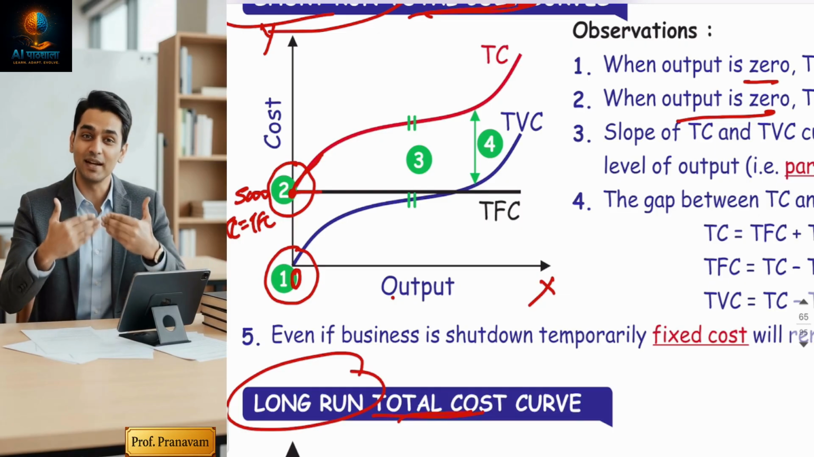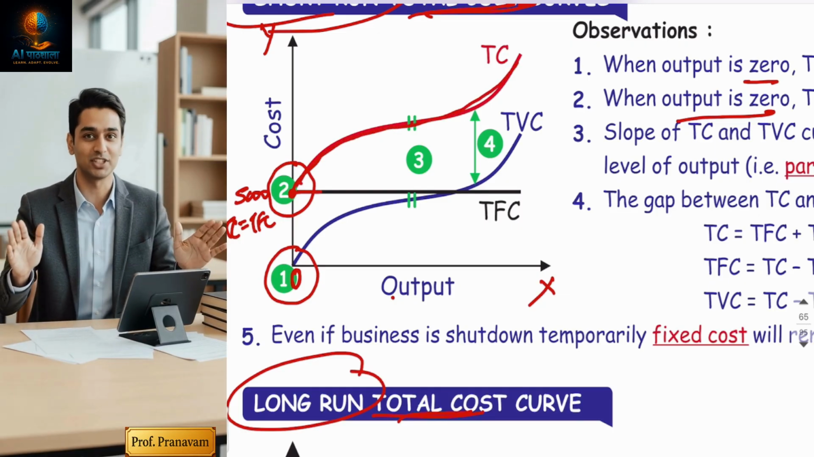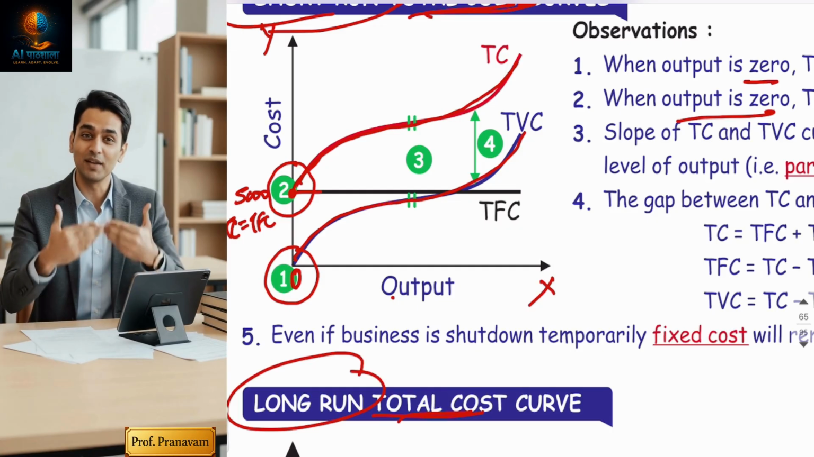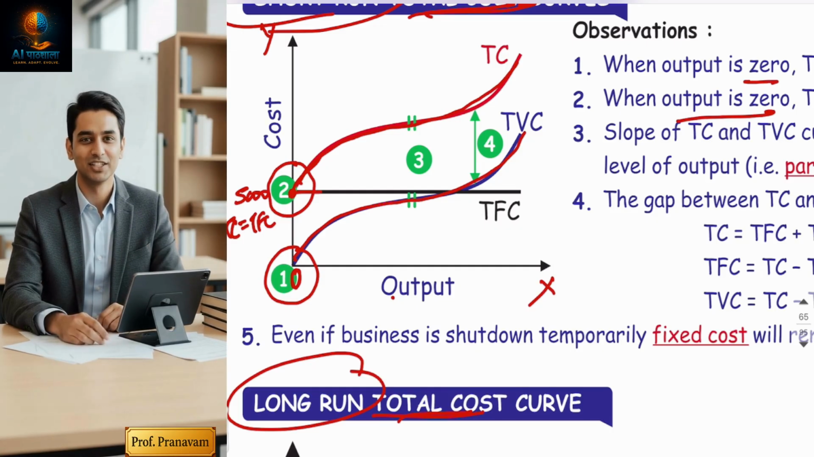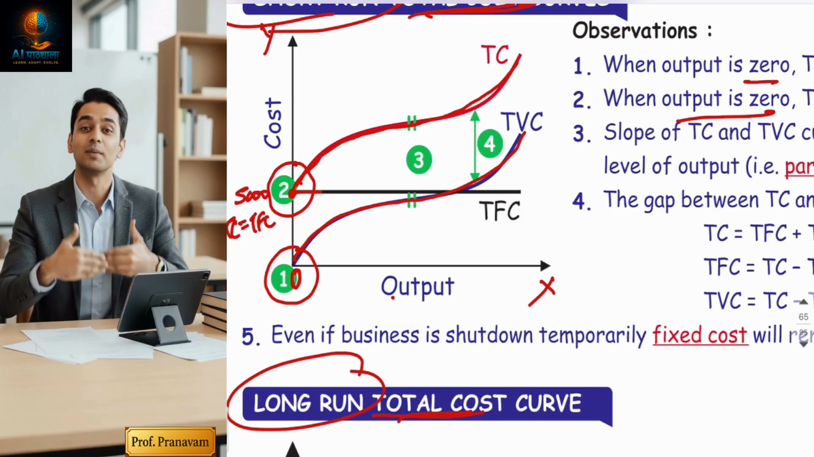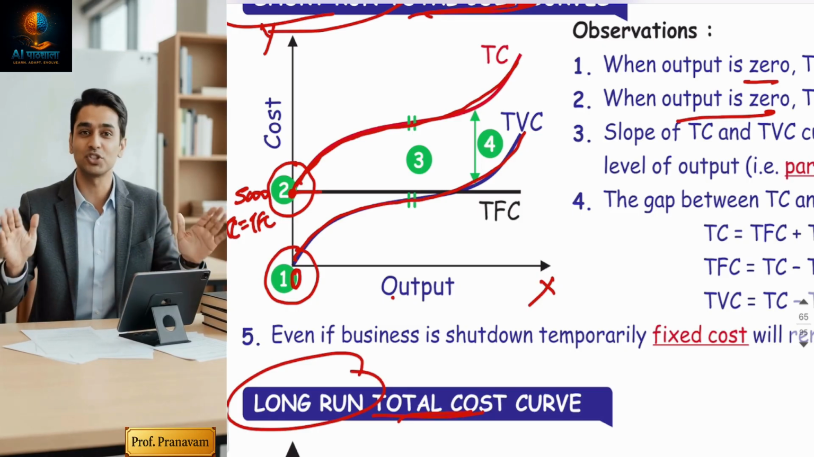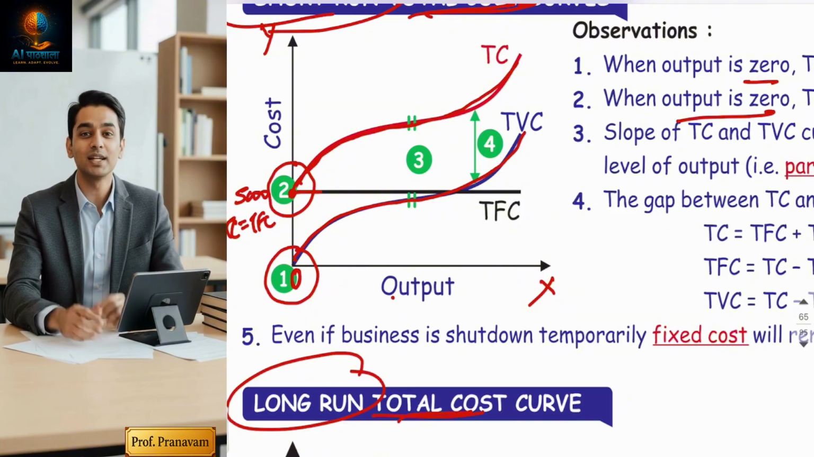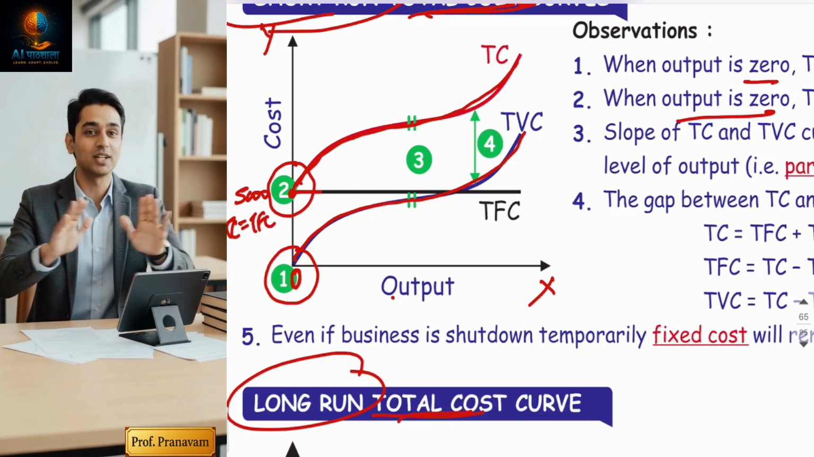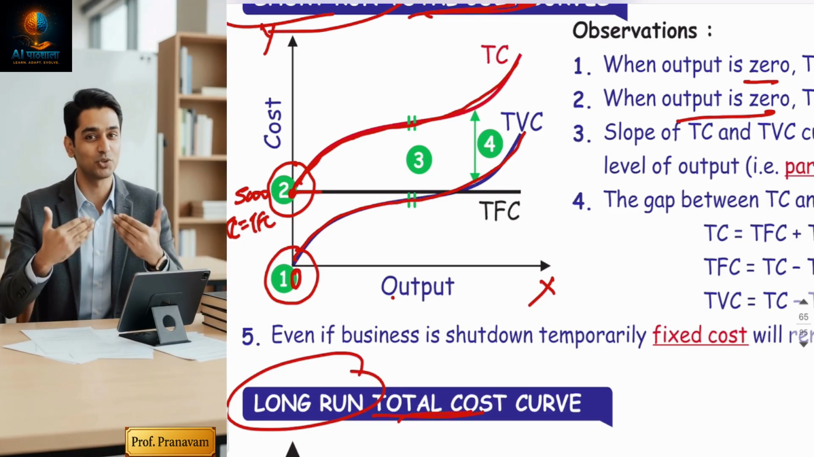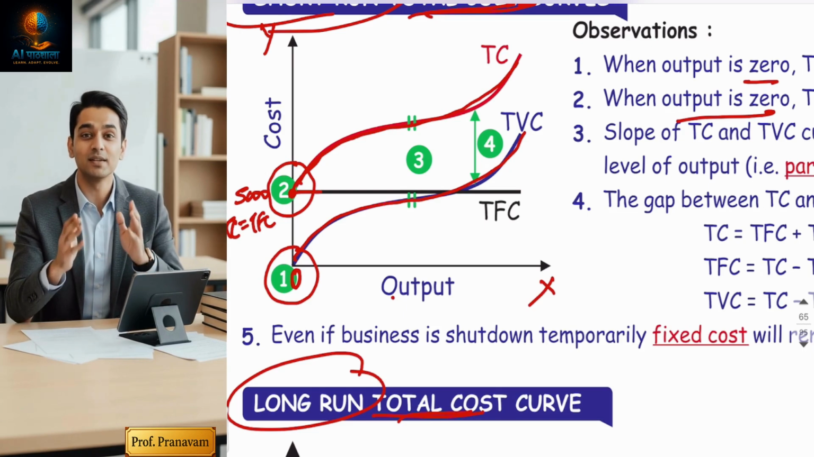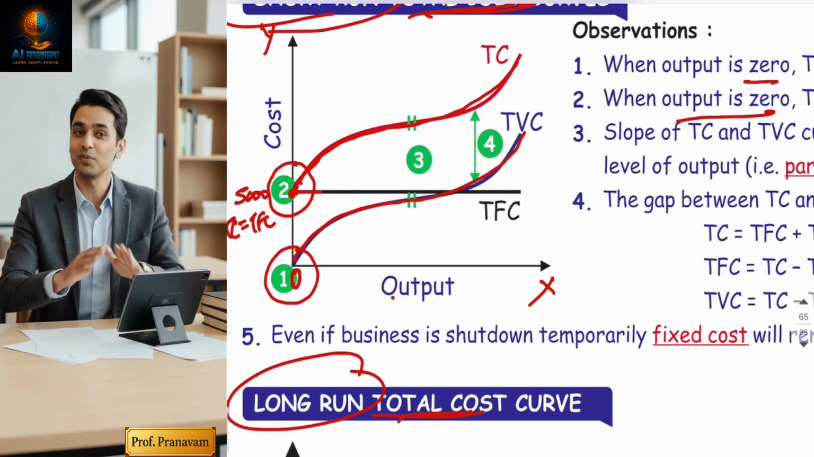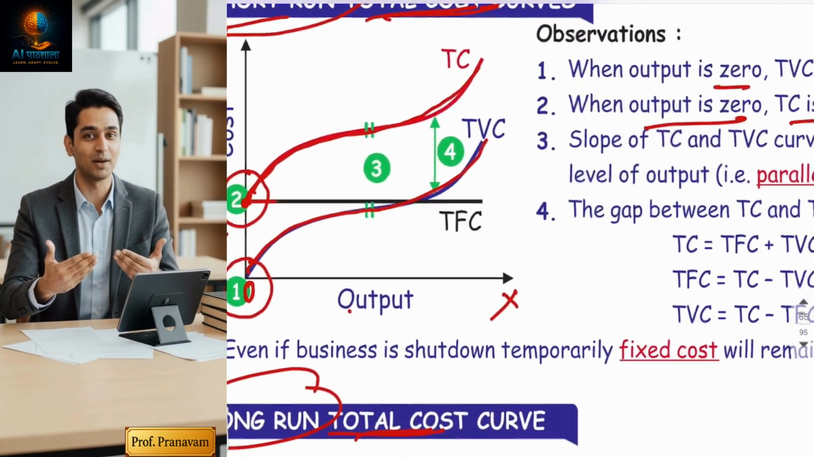Now, if you see, my total cost is rising upward and my variable cost is also rising upward. Both are parallel to each other. Because variable cost and output have a direct relationship, as more and more output is produced, my variable cost is increasing. And total cost and output also have a direct relationship, so as more output is produced, my total cost is also increasing. You know why total cost is increasing? Because variable cost is increasing. That's why throughout, my total cost and total variable cost are parallel to each other. So this is my point number 3.